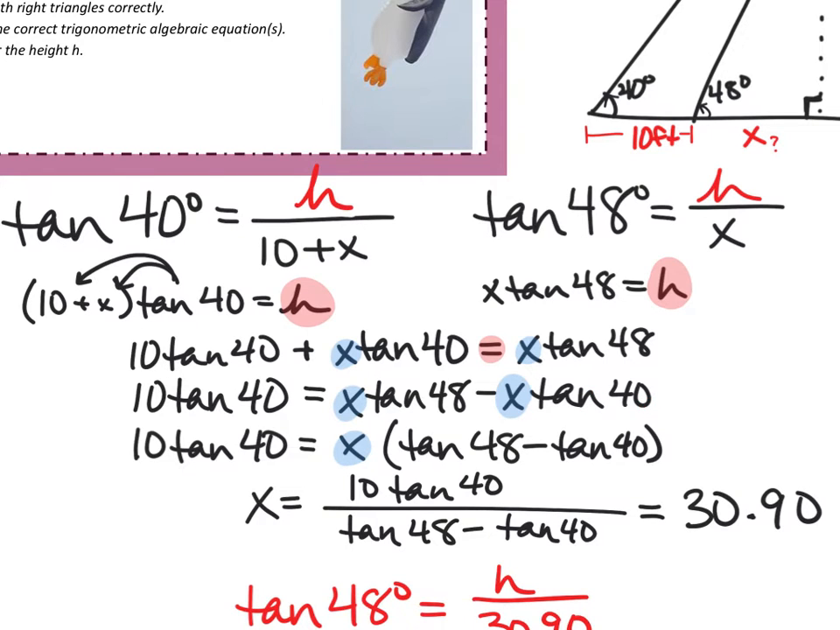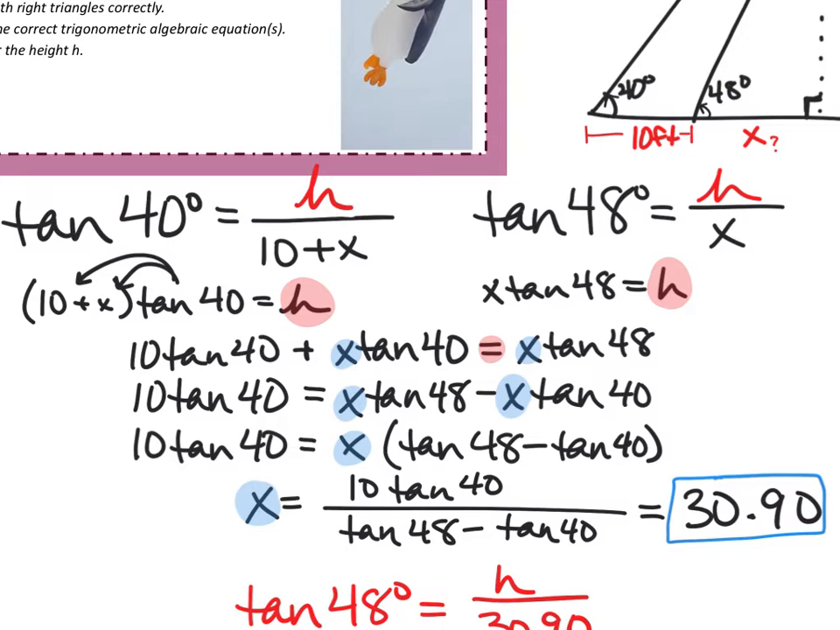Okay, I'm one step away from solving for x because x is ready to be by itself. We just have to divide by tangent of 48 minus tangent of 40. This should sound familiar because we did something like this when we did logarithms. We had to solve some logarithms and exponential functions. So we can throw into our calculator that x is equal to 10 tangent of 40 divided by tangent of 48 minus tangent of 40. Making sure everything is in degrees, we'd find out that the distance x is approximately 30.90 feet.